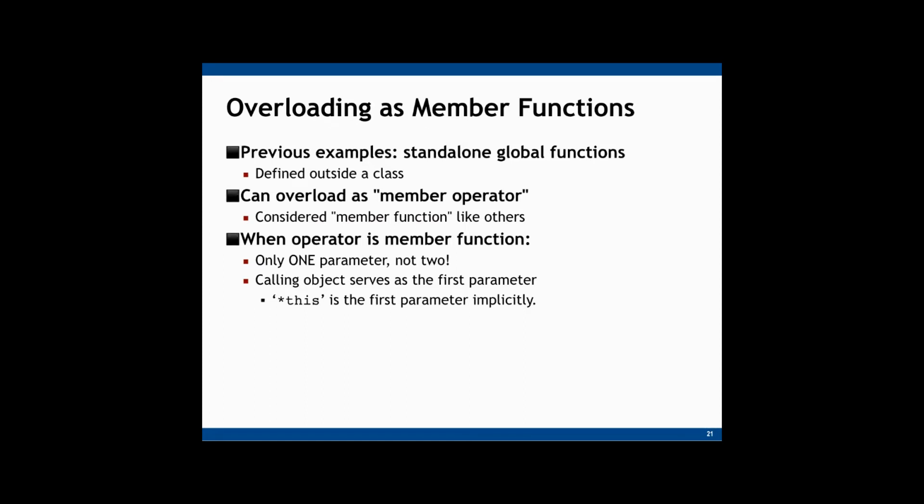In the last sessions, when we were overloading binary operators from outside of the class, we used two arguments. But if we overload the binary operator as a member function, we only need one parameter, not two. The calling object serves as the first parameter.